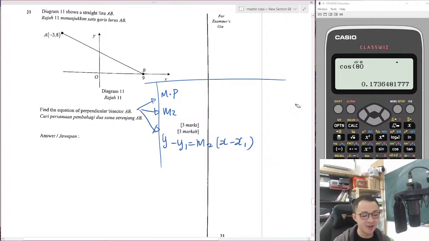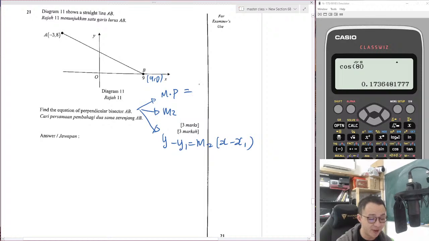Alright, first thing I do is the midpoint. This coordinate is (9, 0). Midpoint is x plus x over 2. 9 plus negative 3 is 6. 6 over 2 will be 3 here. Then 8 plus 0 over 2, which is 4.